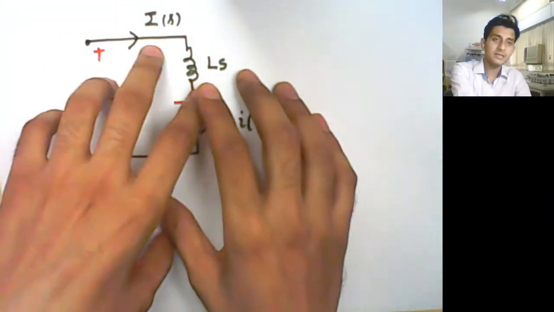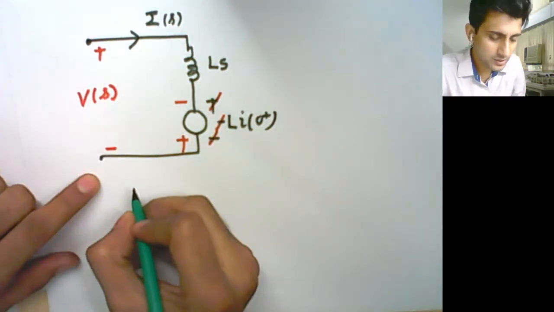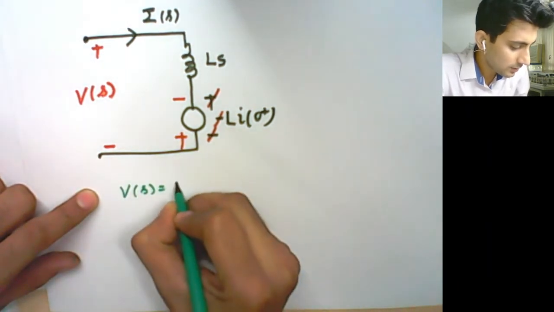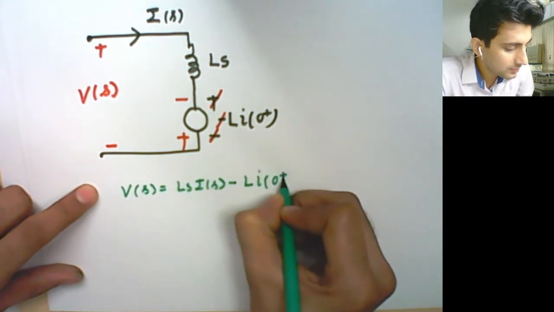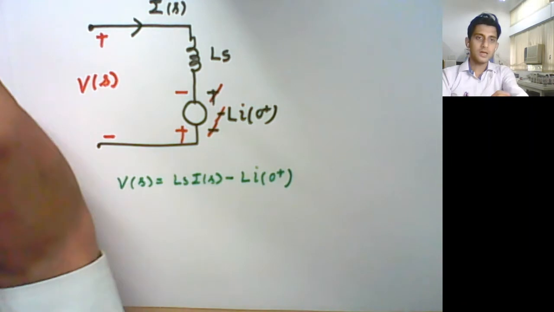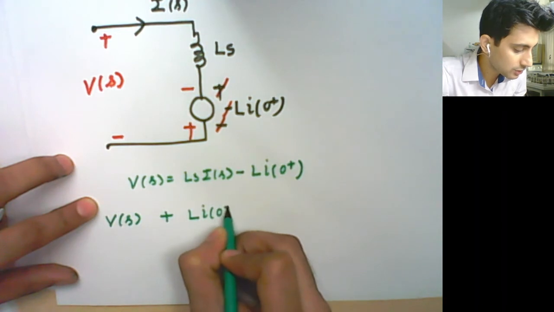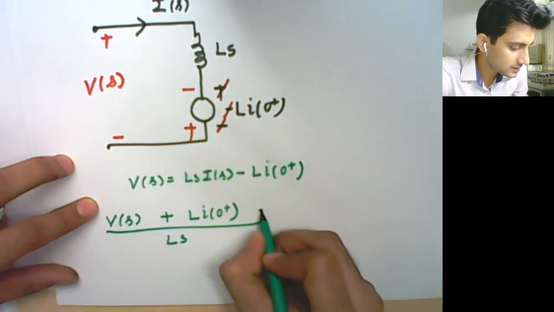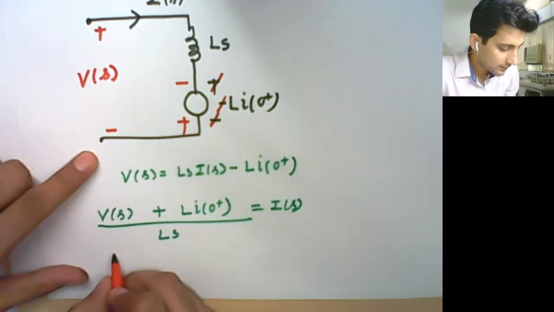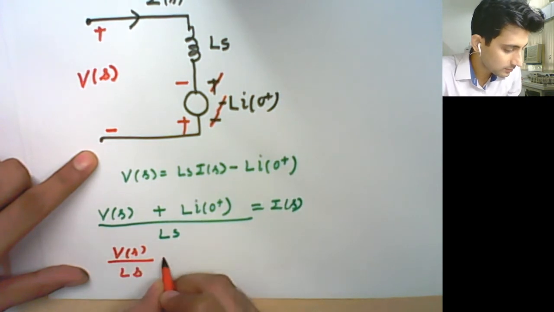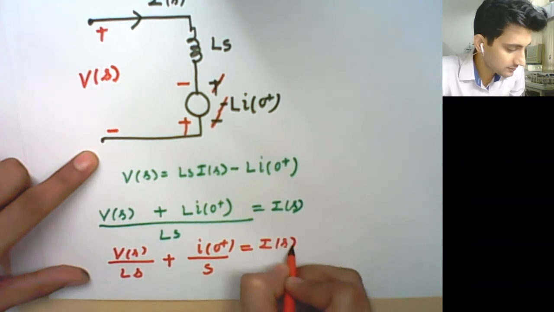Another way of putting it in a current source equivalent is, what was the equation we had? Vs is equal to Ls Is minus Li(0+). I can also write it as Vs plus Li(0+) divided by Ls is equal to Is. So in a way I can write this as Vs upon Ls plus I(0+) upon S is equal to Is.